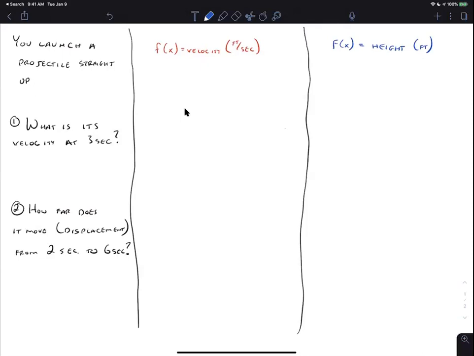Okay, so if I gave you the function in red, how would we use that function to answer each of these questions? And then on the right, if I gave you the function in blue and we did not have the one in red, how would we use that one to answer those two questions? Does everybody get what I want to do? Okay, so let's go through that together.